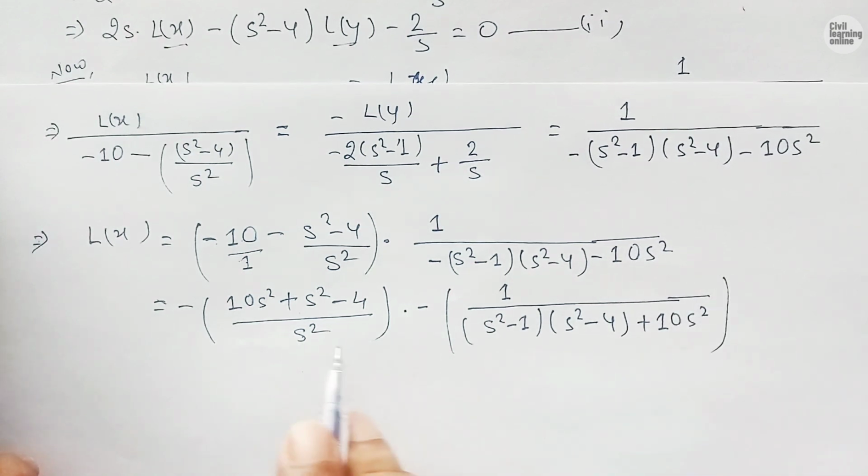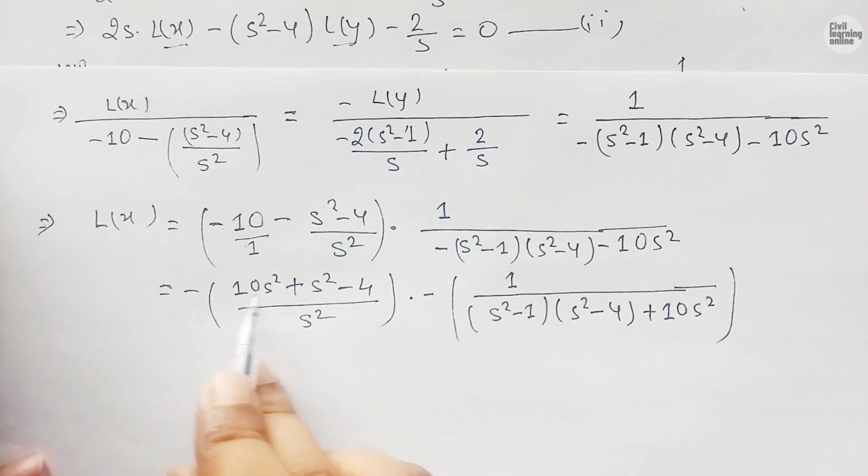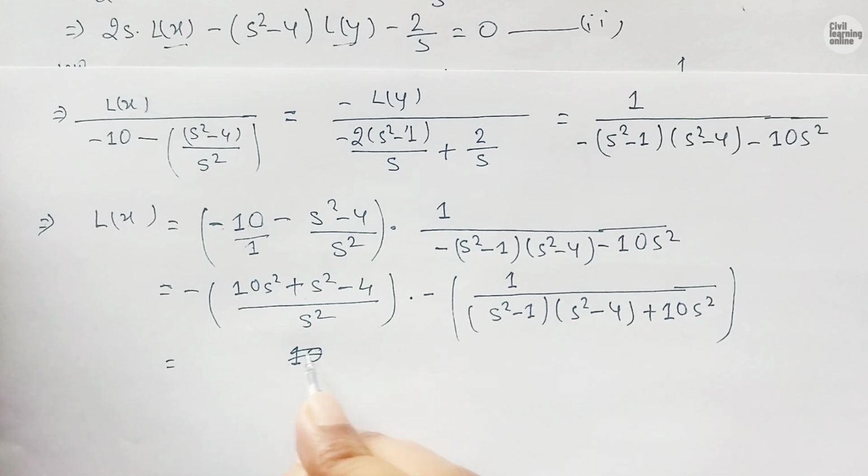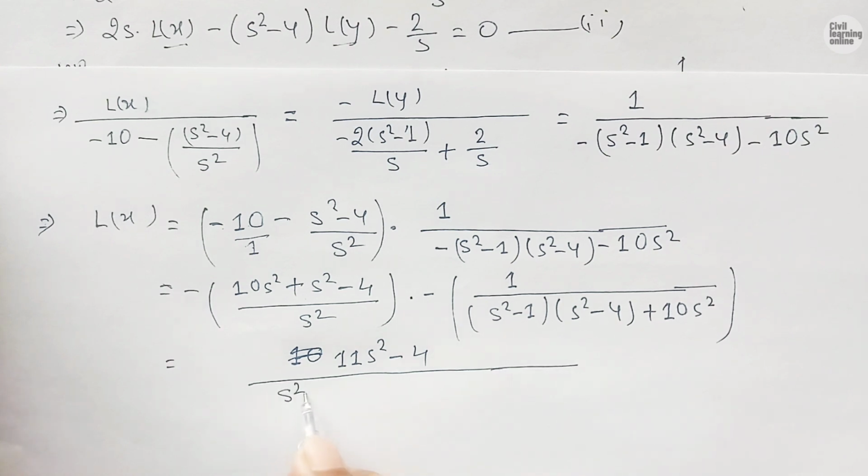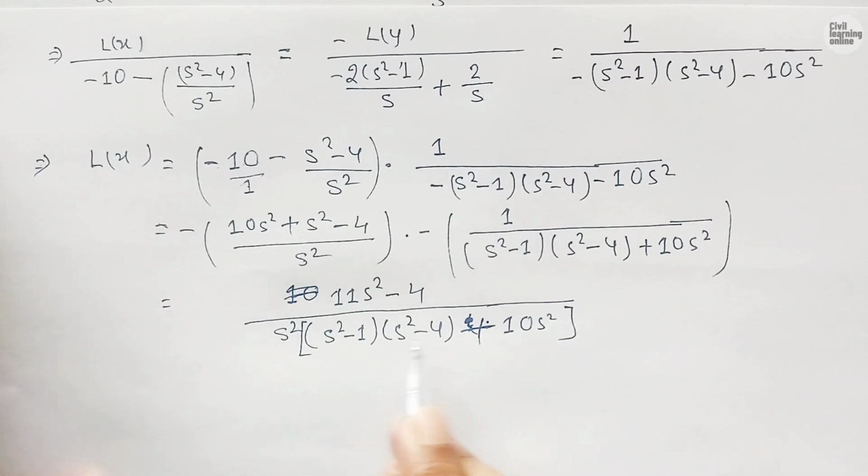Okay, so we have taken minus, we will get plus, and on the numerator we will have 10 plus 1, so 11 s square minus 4 upon s square times (s square minus 1)(s square minus 4) plus 10 s square. Now what we will do, we will factorize this.